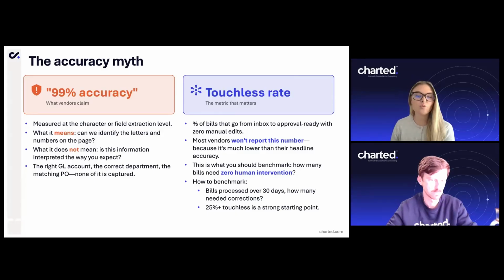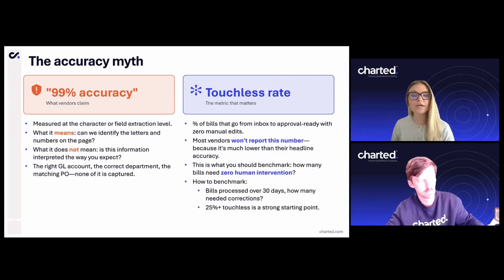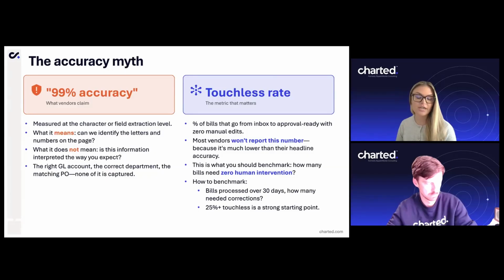Most vendors won't report this number because it is dramatically lower than what is headlined to you. A simple way to benchmark this number is to look at the last 30 days of bills and count how many needed a correction. If you are above that 25% touchless rate, that's a great starting point, and that's the number Invoice AI is specifically designed to push higher over time.